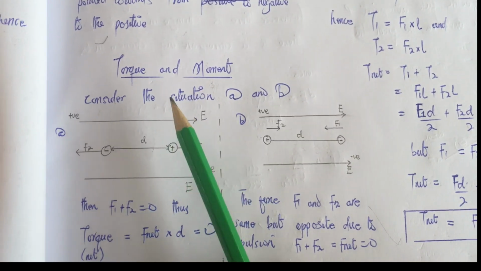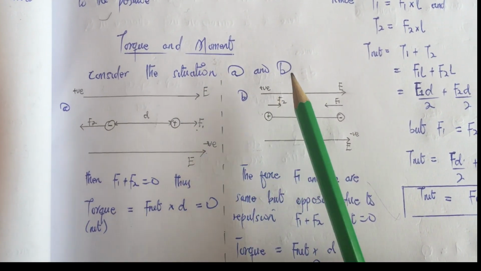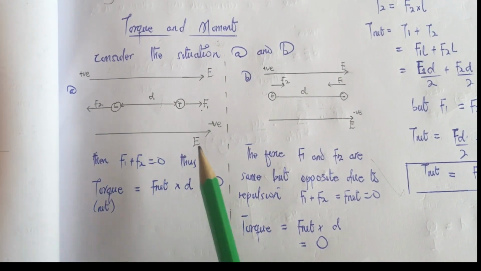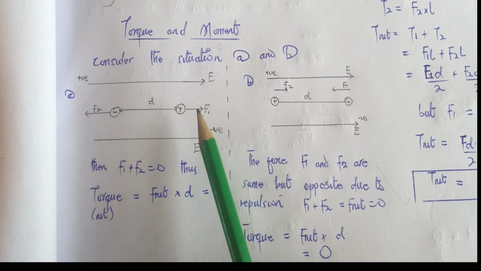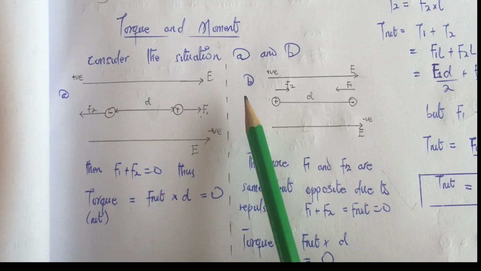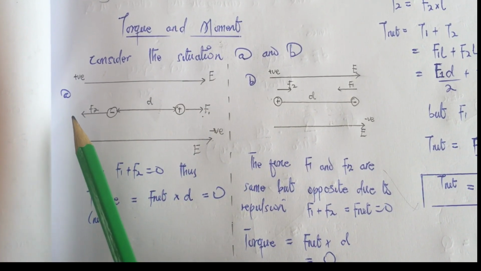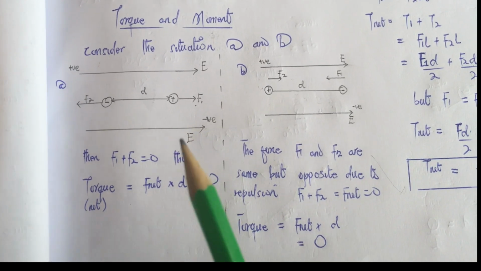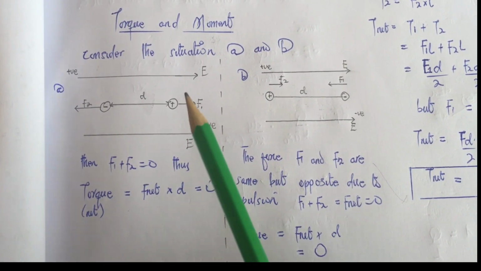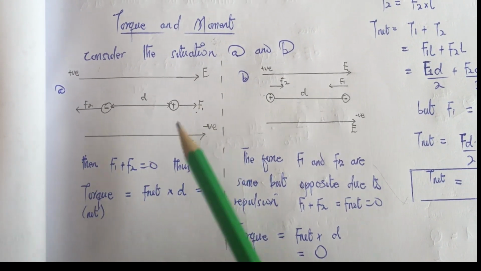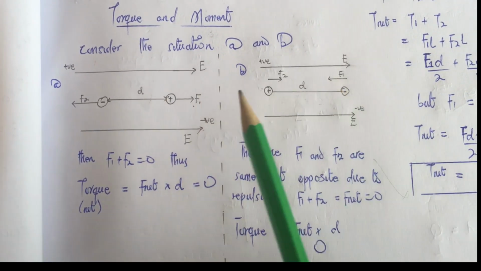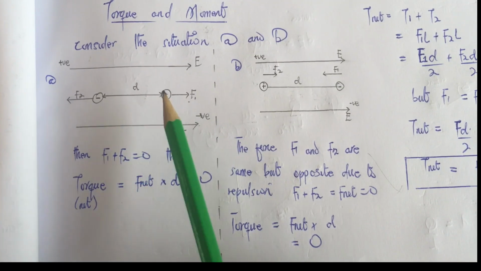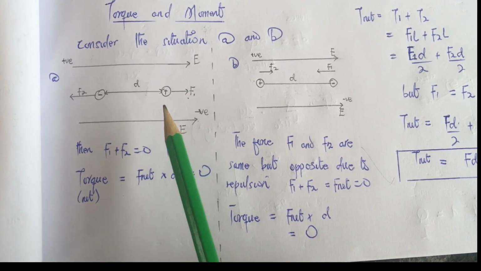When I'm talking about torque and moment, let's consider situations A and B, with the same electric field as discussed earlier. This is a dipole. This force will move it in this direction, and this force will also move it in this direction. After all, the forces are the same. For that matter, your net force will be equal to zero. And if the net force is equal to zero, then there will be no rotation, because this one is moving in this direction, this one is also moving in this direction. So it will become stable. There will be no rotation, though there's a dipole axis or a separation between them.